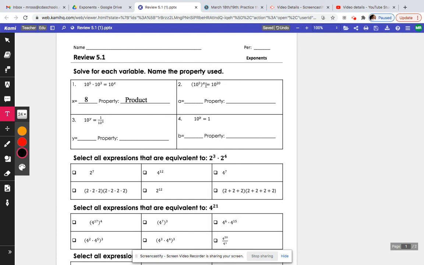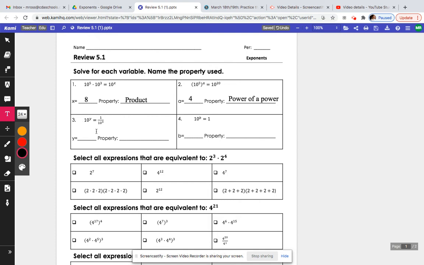Now, if we're looking at number 2, we have 10 to the 5th, to the a, equals 10 to the 20th. If you remember our property here, anytime you have an exponent on the outside of those parentheses, we do the power of a power rule, and that means we multiply our exponents. So 5 times 4 will give us 20, so a would be 4.